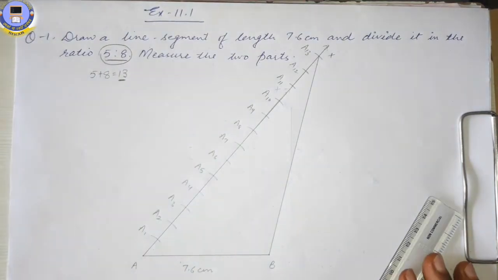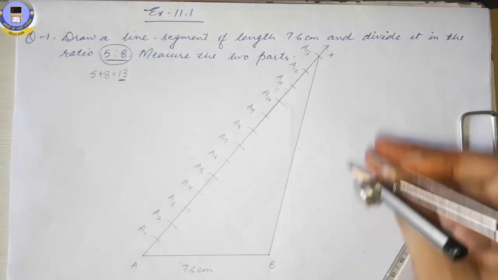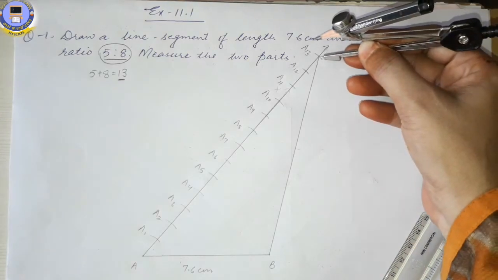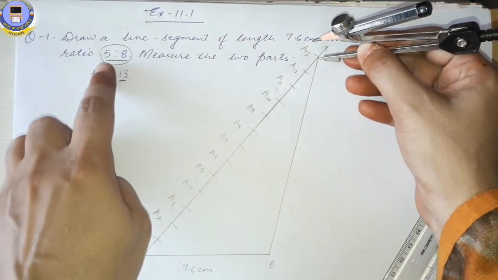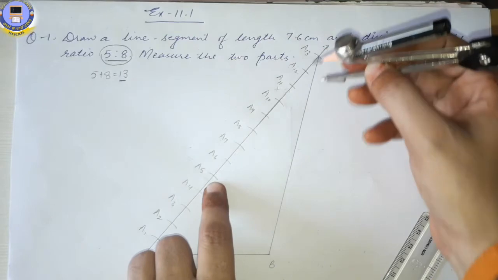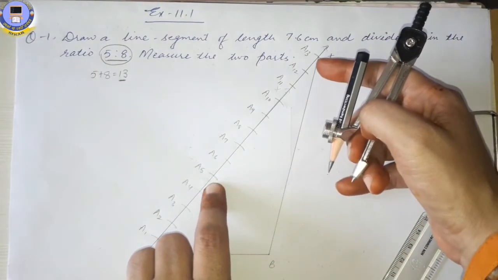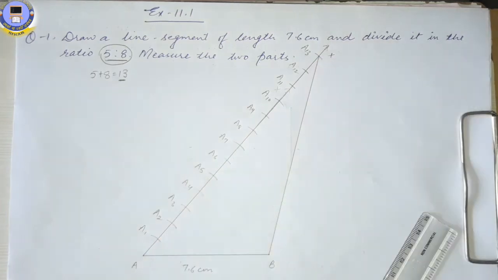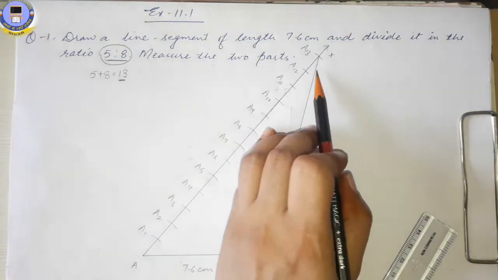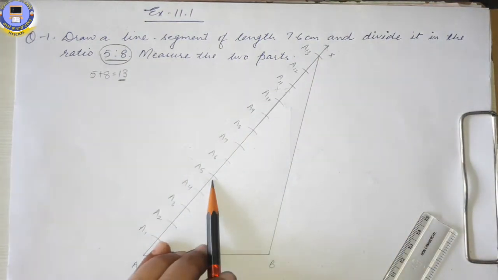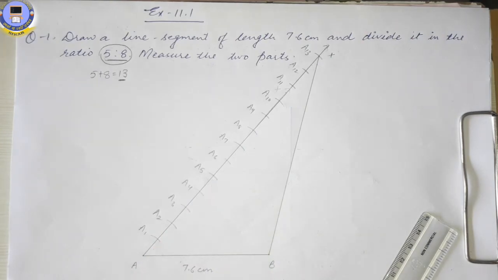Now what is the next step? We have to make an angle at A5. On A5 we will make an angle which is exactly equal to the angle which is formed at A13. The same angle that is being formed at A13, you have to make at A5. So what was the process?